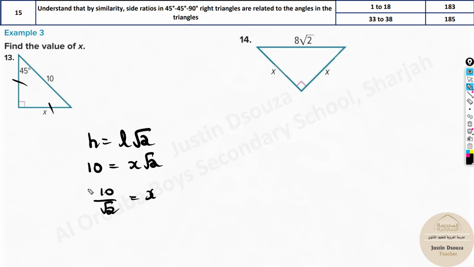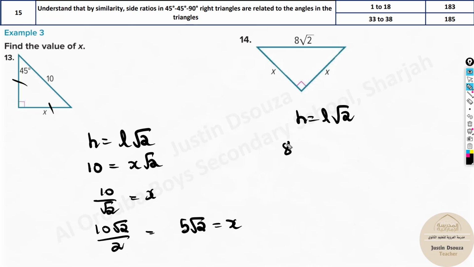See what they do is they multiply root 2 and root 2 up and down. So it'll be 10 root 2 by 2, that is equal to 5 root 2. So this is also correct. Here what happens? Same thing. H is equal to L root 2, that is, square root 2.